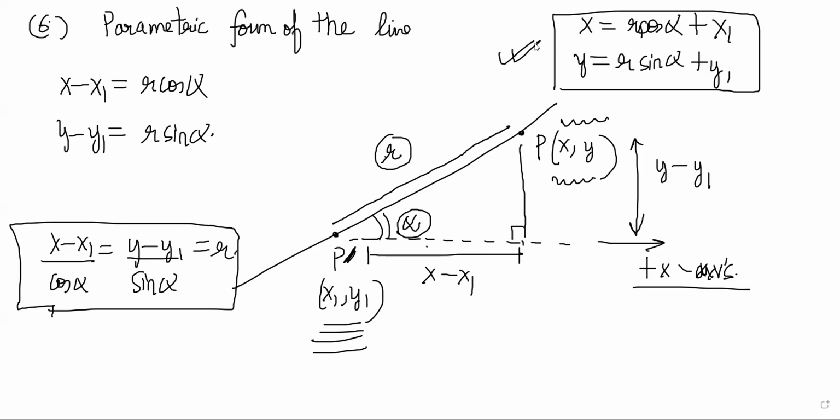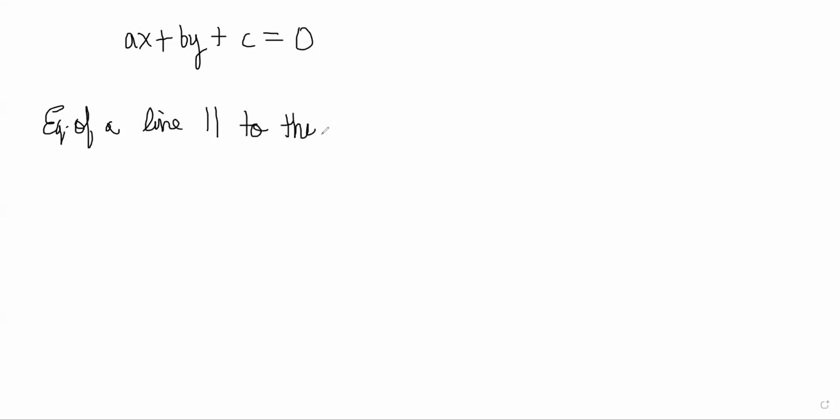Okay. Then one thing that I have to mention is, suppose you have a line equation ax plus by plus c is equal to 0. What is the equation of a line parallel to this? We know that the slope will be same. So the new equation should also be ax plus by so that the slopes remain same. But it can be plus k is equal to 0, where k is a constant different from c, right?